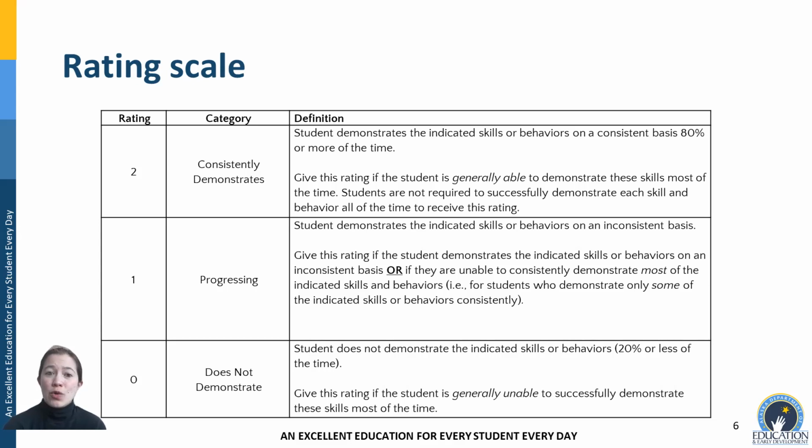If the student has not quite met that threshold, but they are showing that skill a couple times out of those observations, then the teacher can say that the student is progressing. If the student is not showing that indicated behavior, like, rarely, then the teacher would rate them as does not demonstrate.